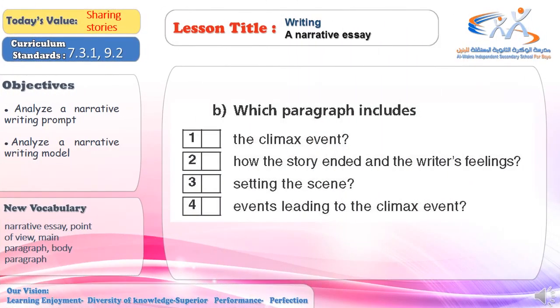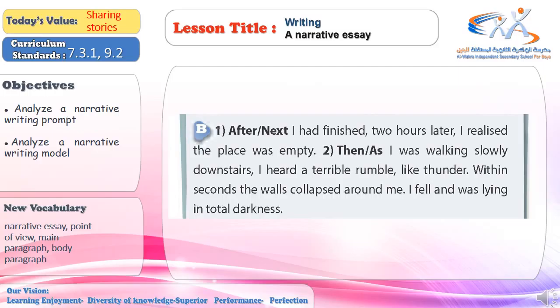Which paragraph includes events leading to the climax event? In paragraph B, the writer says, "I heard a terrible rumble, like thunder." These are the sentences that the writer wrote to introduce the climax of his events.